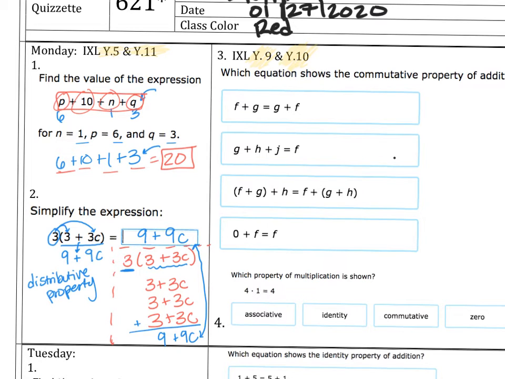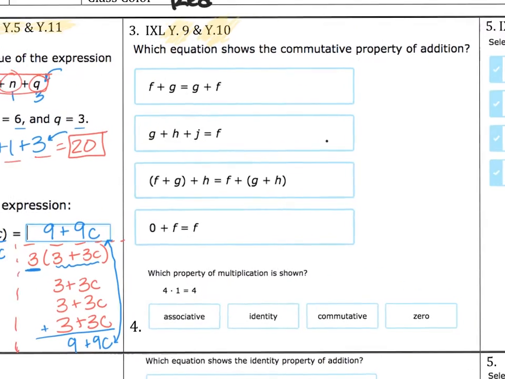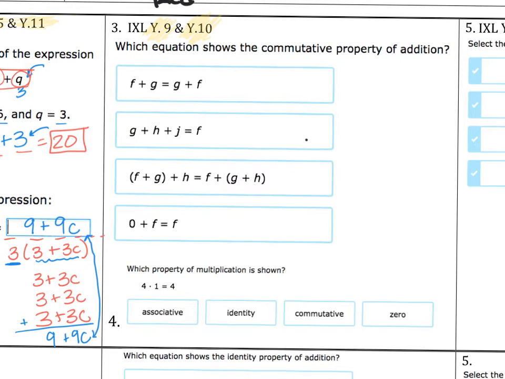So number 3 says, which equation shows the commutative property of addition? So I'm going to read you the definition straight. It says, when adding, changing the order of the numbers does not change the sum.